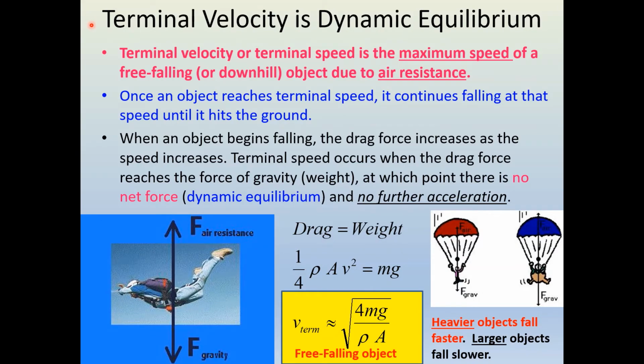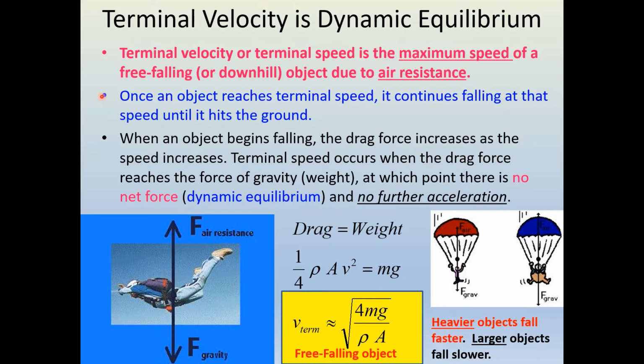One of the interesting concepts that comes about when we talk about drag and wind resistance is this idea of terminal velocity. Terminal velocity is basically an object that has reached dynamic equilibrium. So remember, dynamic equilibrium means an object is in equilibrium, meaning all the forces are balanced. It is no longer accelerating, but it is moving. So terminal velocity or terminal speed is the maximum speed of a free-falling or downhill object due to air resistance. So once an object reaches terminal speed, it continues falling at that same speed until it hits the ground.